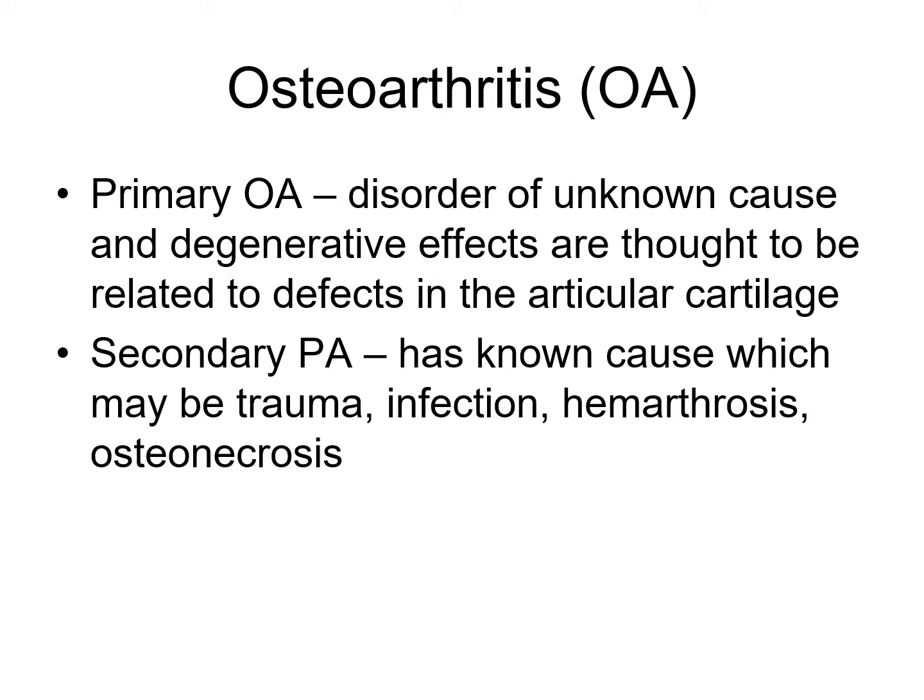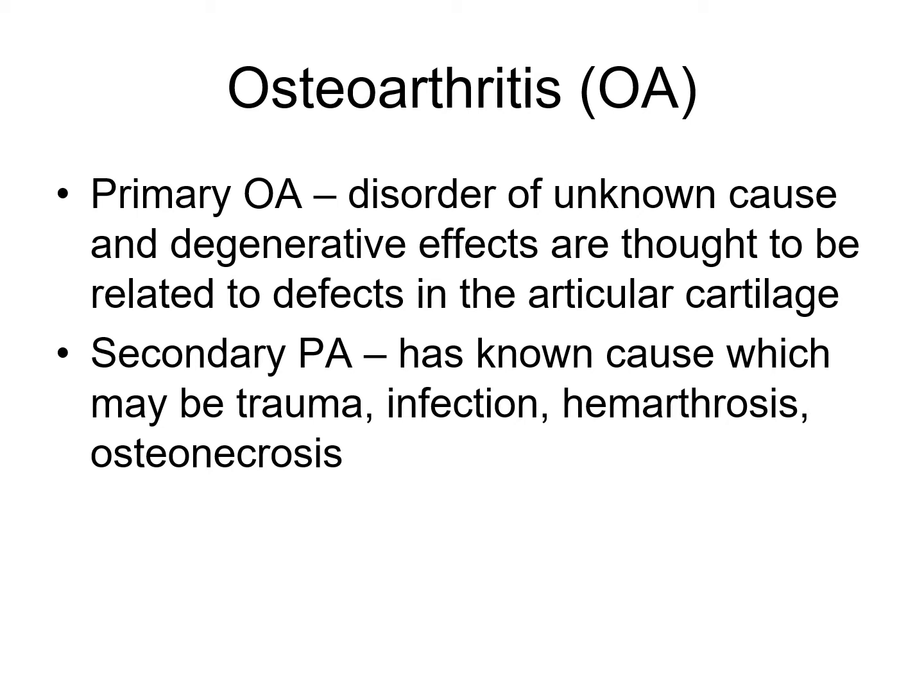Secondary OA, or osteoarthritis, and that should be OA and not PA, has a known cause which may be related to a trauma, an infection, a hemarthrosis, or osteonecrosis. So if we assess the mechanism of injury, that may tell us whether trauma may be present. Infection may be more difficult for us to ascertain in our clinical examination.